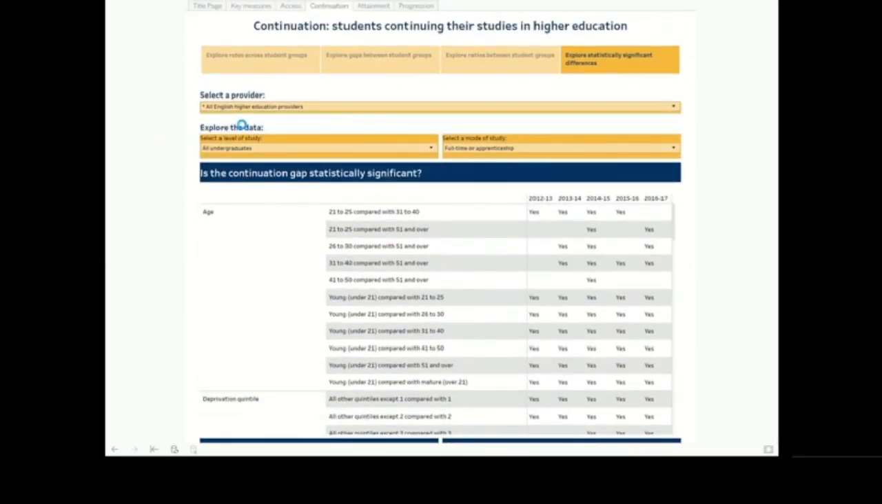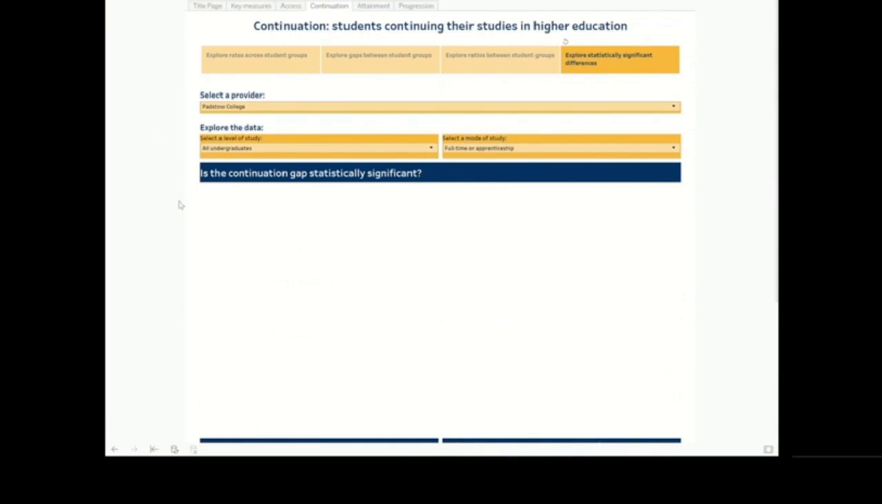When selecting providers, the summary tables may be empty. This means that there are no statistically significant gaps or changes in gaps in any of the comparisons included in the dataset. This can happen where there are small numbers of students involved.